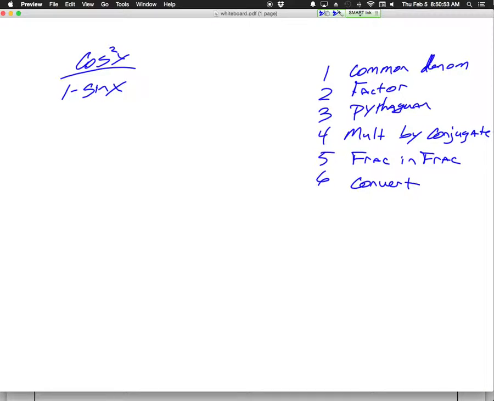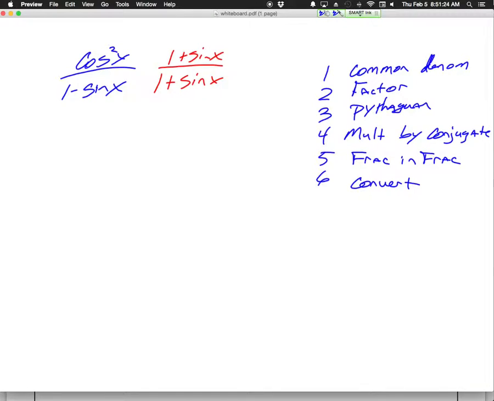So, what we should notice is that 1 minus sine is what I call a half of a conjugate. What is the other half of the conjugate? 1 plus sine. So, whenever you see half of a conjugate, the strategy we can use is multiply by the other half of the conjugate. So, in this case, it would be multiplied by 1 plus sine of x. Okay, so cosine squared over 1 minus sine, and multiply by 1 plus sine of x.